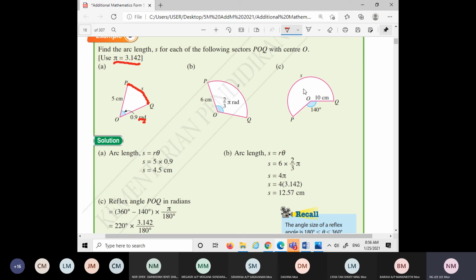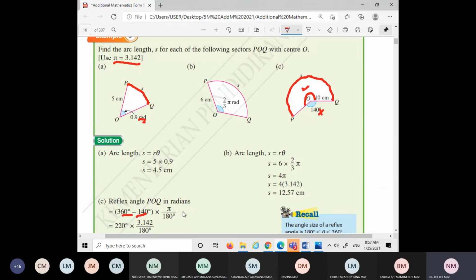Okay, look at C. Please be careful. The arc length is here, so the angle subtended is here, not this one. So how to get this angle? 360 minus 140, you see here.